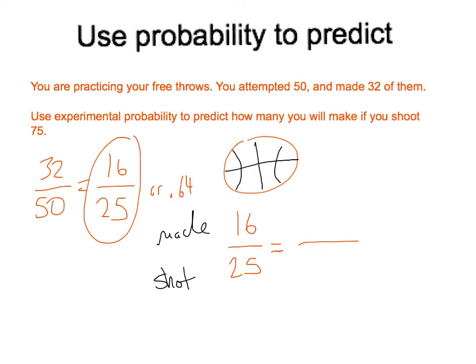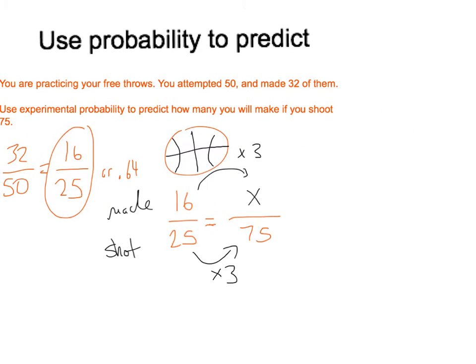The bottom of this fraction is going to be our new experiment and the number of trials, which will be 75. If I shoot 75, though, how many will I make? Well, I don't know, so that's what we need to calculate. That's our variable. Now, this one we can actually do using mental math, because I know if I take 25 times 3, I'll get 75. So all I need to do is take 16 times 3. And when you take 16 times 3, what you end up getting is x equaling 48.